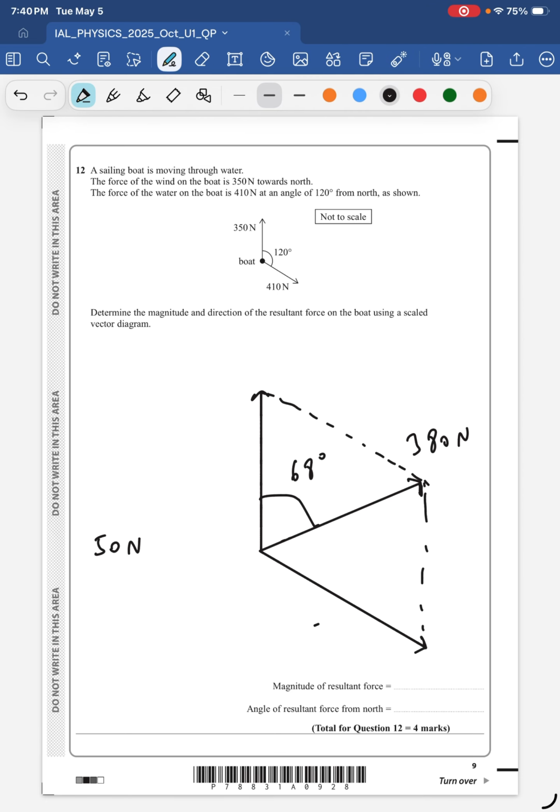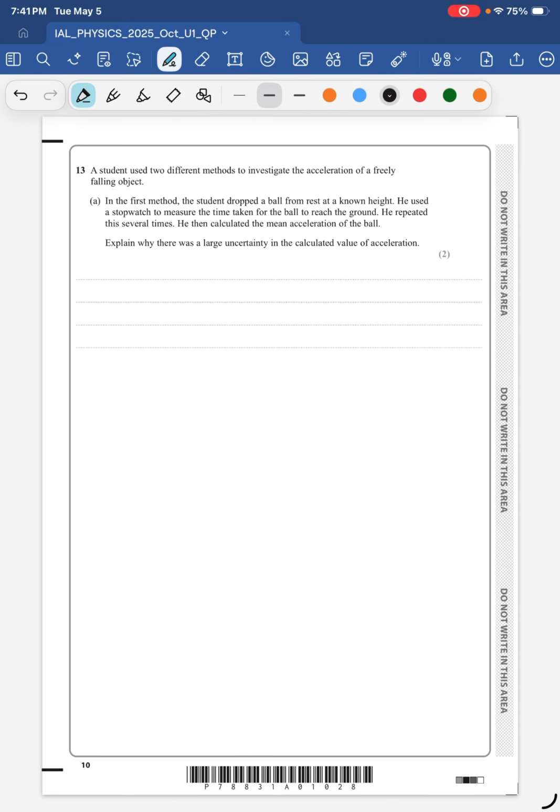Okay, I didn't enjoy this problem at all, guys. I did my best to explain it, but I guess it's easier to do on a piece of paper instead of an iPad. So yeah, okay, let's move on. I don't want to discuss this problem anymore. Okay, question 13.